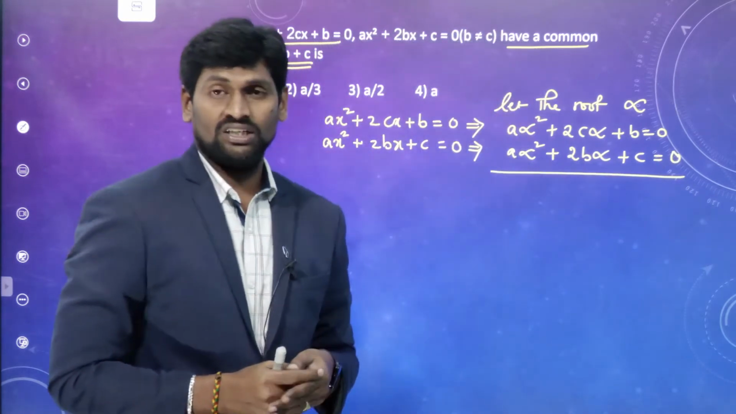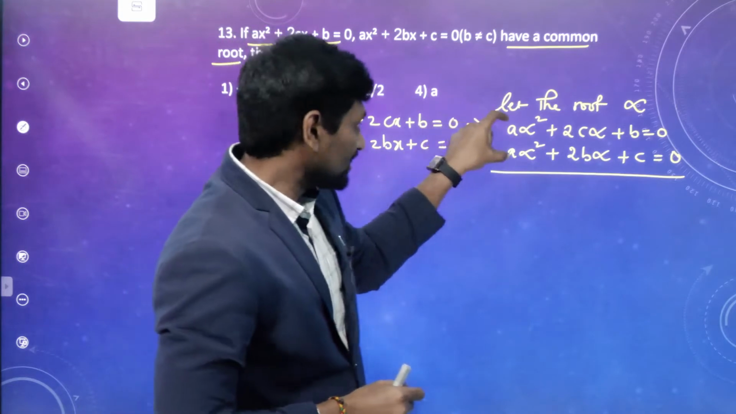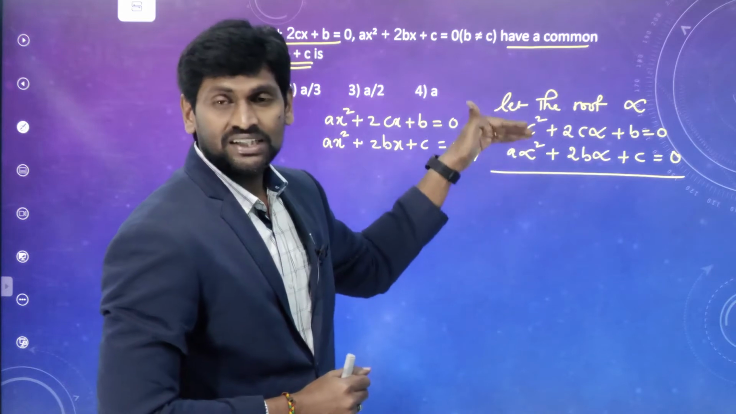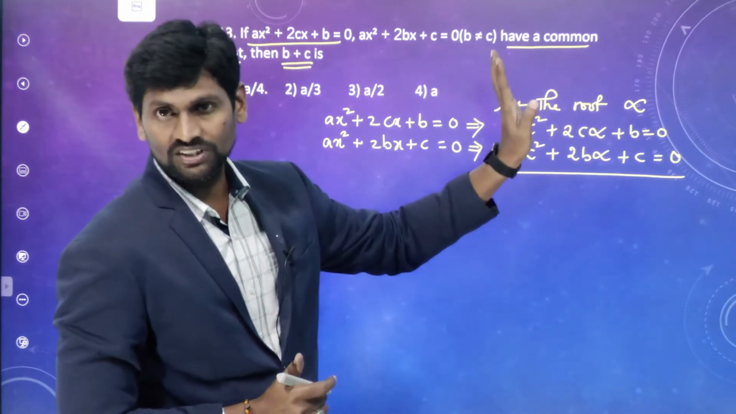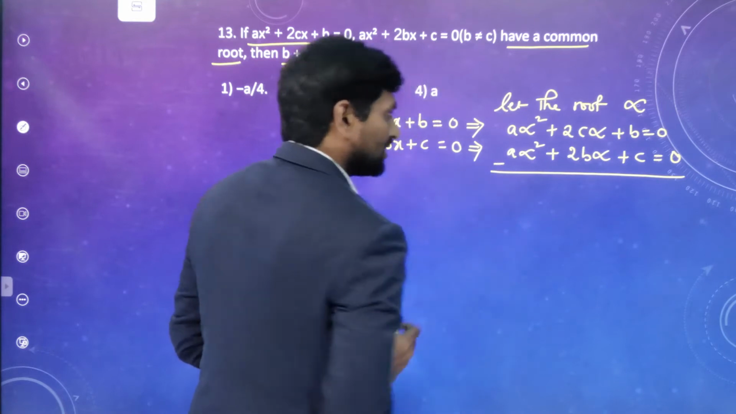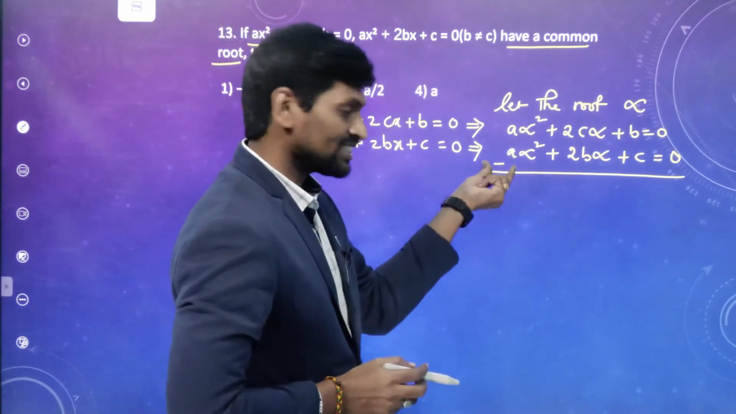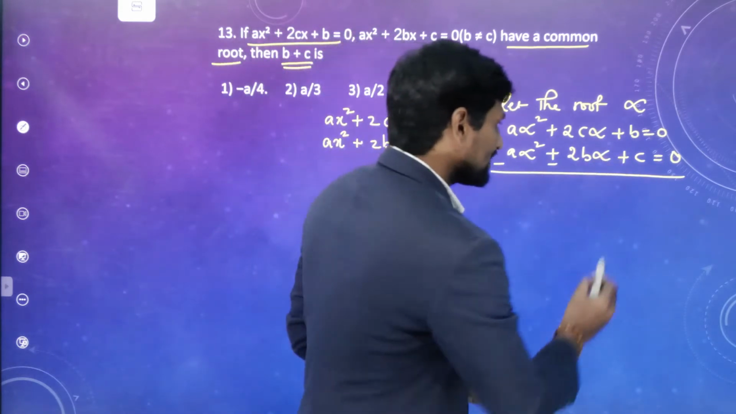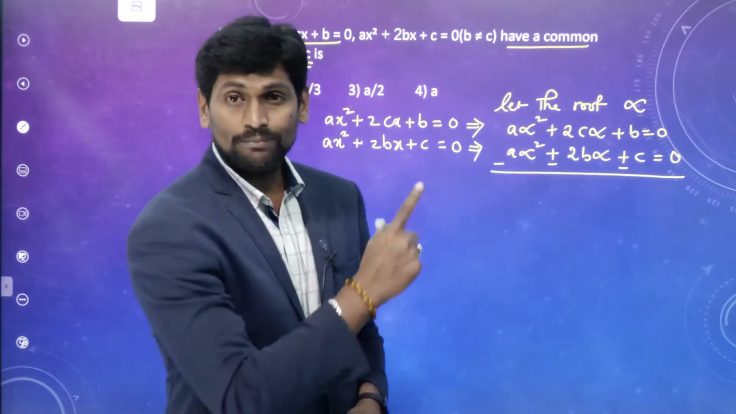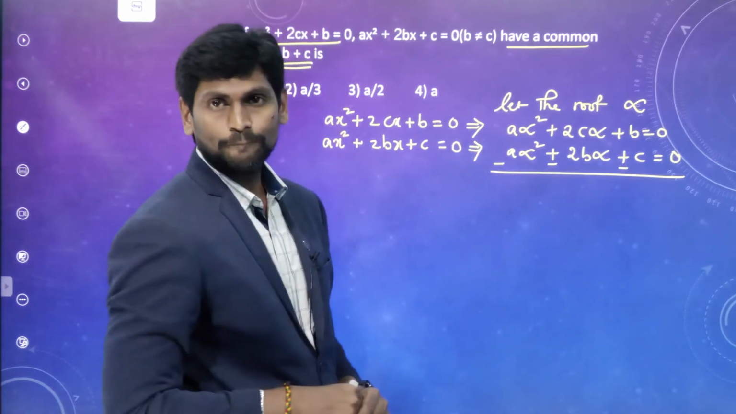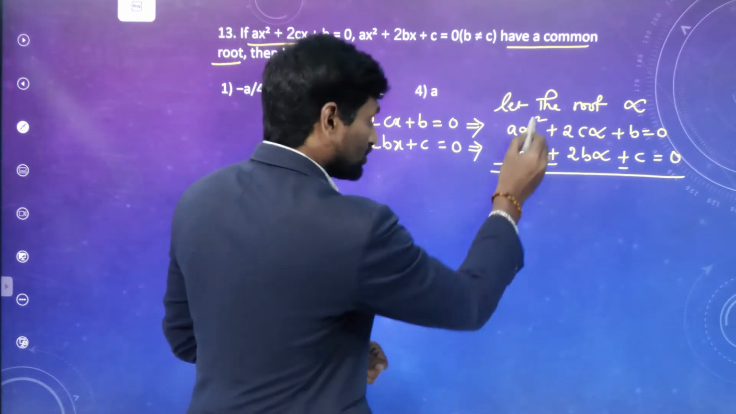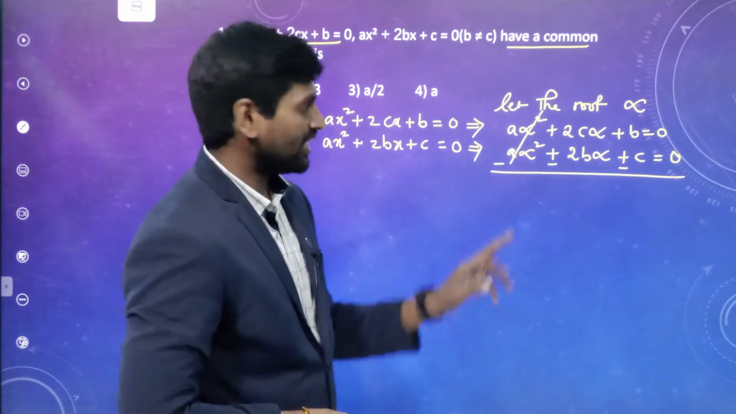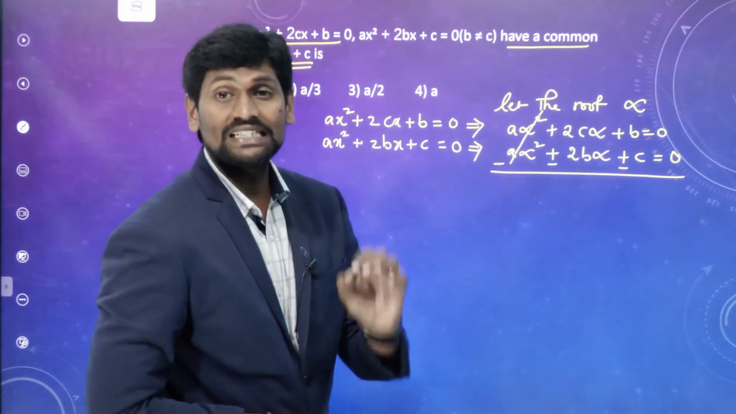By elimination method, I would like to cancel the first terms, a alpha square and a alpha square. I am subtracting the second equation from the first equation, changing the signs. So plus a alpha square becomes minus a alpha square, plus 2b alpha becomes minus 2b alpha, and plus c becomes minus c. The first terms are the same, so a alpha square minus a alpha square is 0.